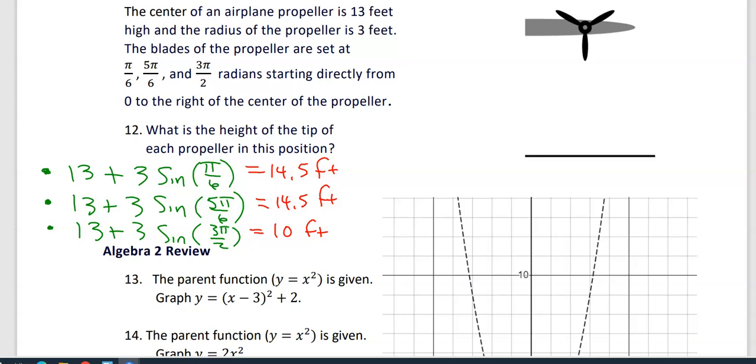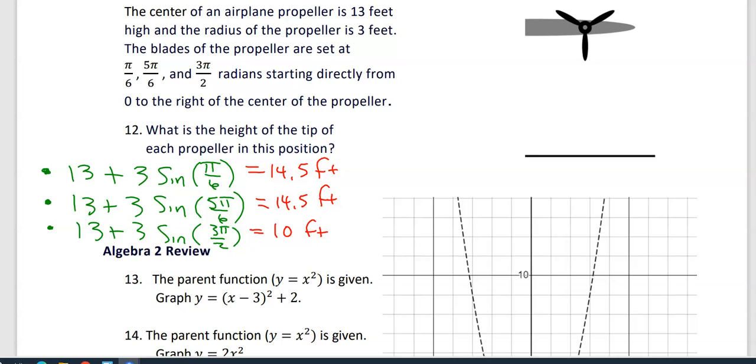So the equation is an addition of 3 times sine 3 pi over 2, but basically you are reducing the height from the pivot by 3 feet, which is the reason why it's 10 feet above the ground versus being an increase from the 13 feet.